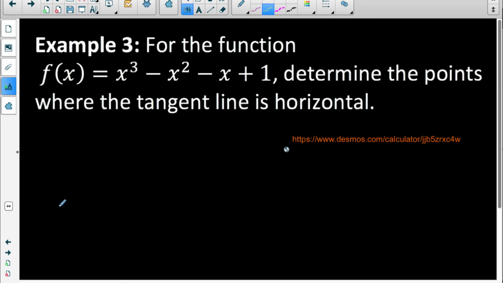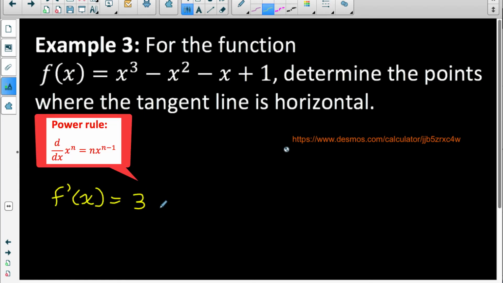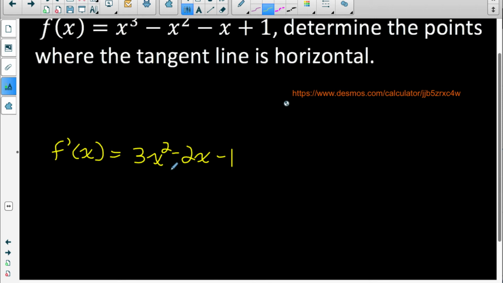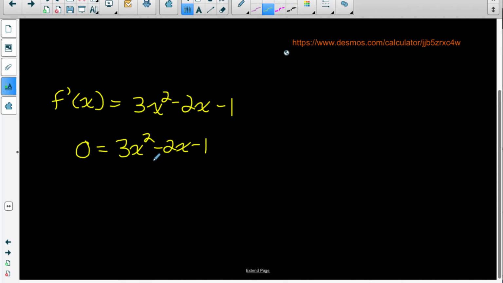So what I have to do is find the equation of the derivative, which I can just use the power rule for with each of those terms and get 3x squared minus 2x minus 1. And now I'm interested in when will I have a horizontal tangent, so when is the instantaneous rate of change 0? So when is the derivative 0? So now I just have to solve this equation. And this is a quadratic that I could factor, right? I'm looking for a product of negative 3 and a sum of negative 2.